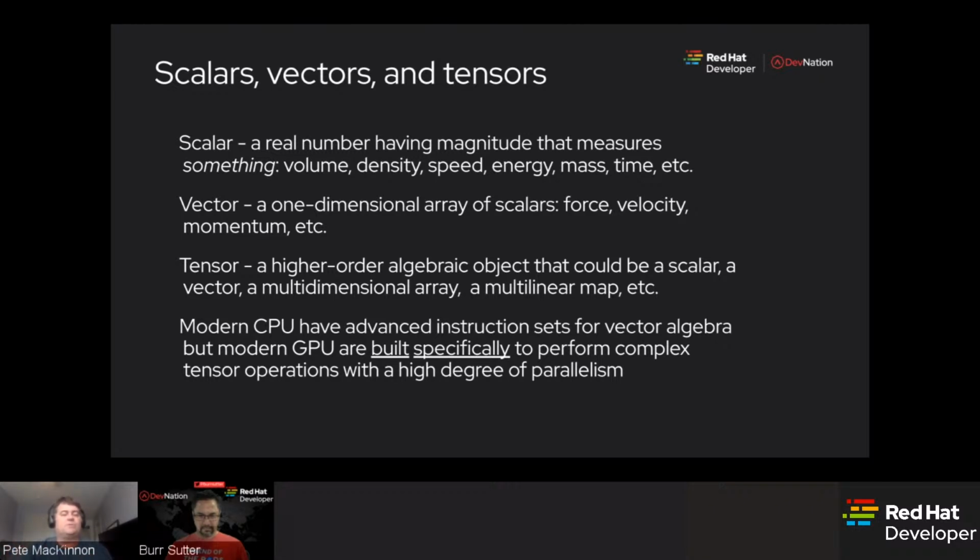Beyond that, we have the tensor, which is a higher order algebraic object. That could be a scalar, a vector, a multi-dimensional array, a multilinear map, what have you. It can take on various types of forms in terms of representing real world data. So the modern CPU, which is ubiquitous and has been for some time, has advanced instruction sets that make it good for general compute, but also it can do a certain amount of the vector algebra. But modern GPUs are built specifically to perform these complex tensor operations and do so with a high degree of parallelism.